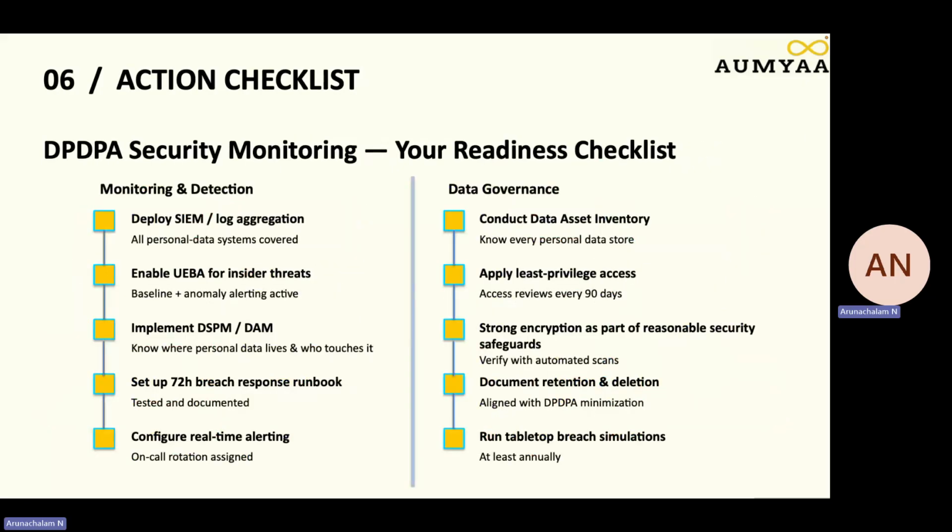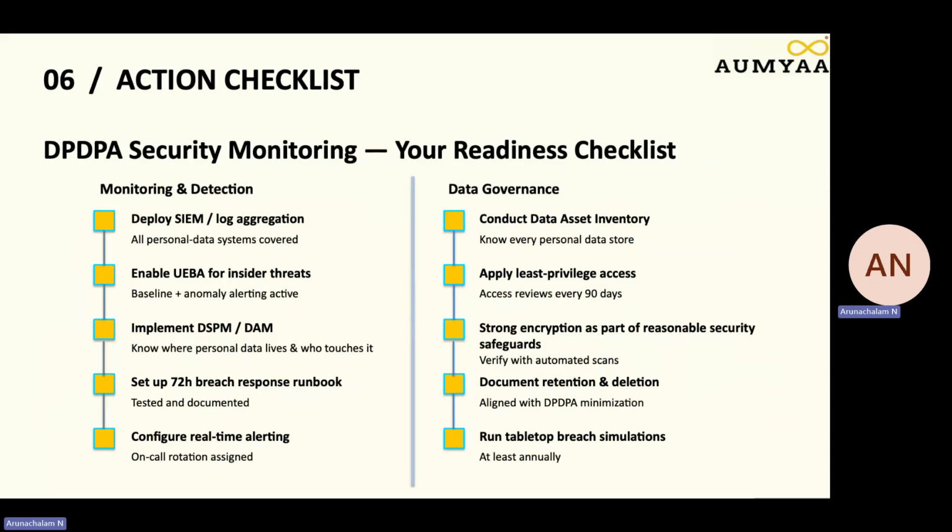This slide is meant to be a working document. Take a photo of it, put it in your next planning meeting. It splits into two tracks: monitoring and detection, and data governance. On monitoring and detection, deploy SIEM or log aggregation and make sure it covers all systems that touch personal data, not just the obvious ones. Enable UEBA for insider threats with baseline and anomaly. Alerting actually turned on and tuned, not just installed.